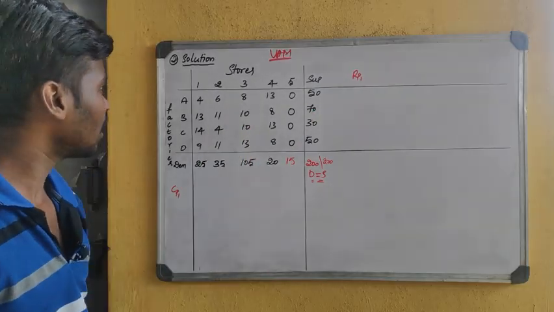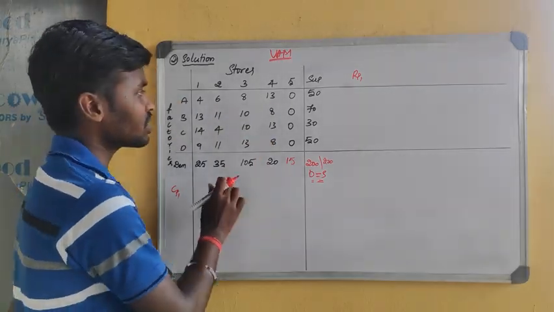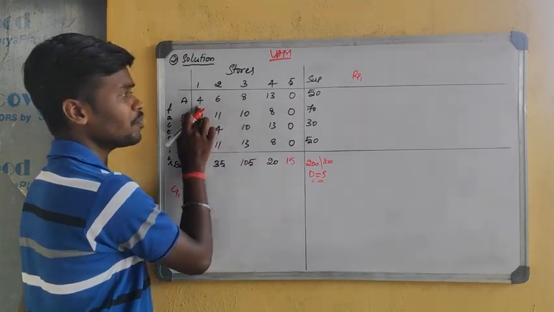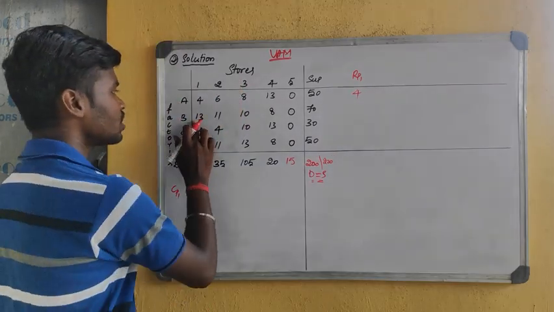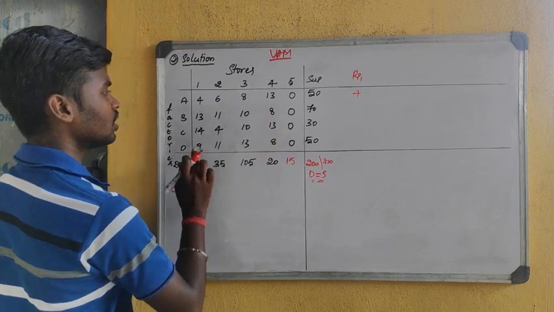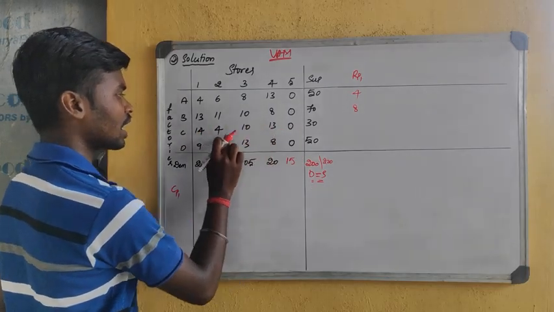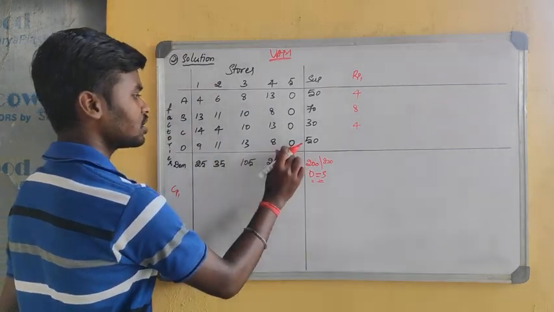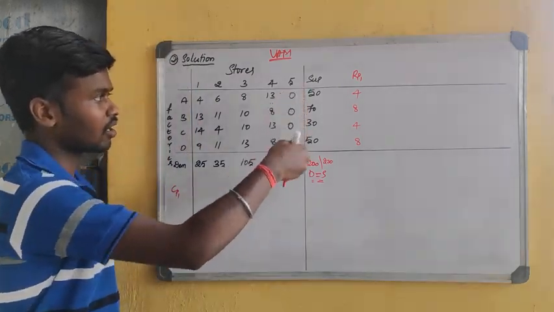Let me calculate the row penalties. To calculate the row penalty, what is the first least? 0 is the first least. What is the second least? 4 is the second least. The difference is your penalty, so 4 is your penalty. Next, in the second row, the first least is 0, the second least 8, so the difference is 8. Next, the first least is 0, the second least 4, so the difference is 4. Next, the first least is 0 and the second least 8, so the difference is your penalty. So we have calculated the row penalties.